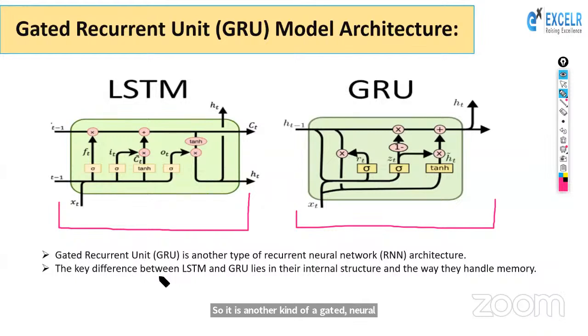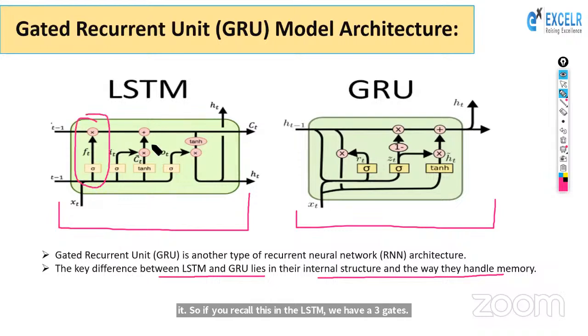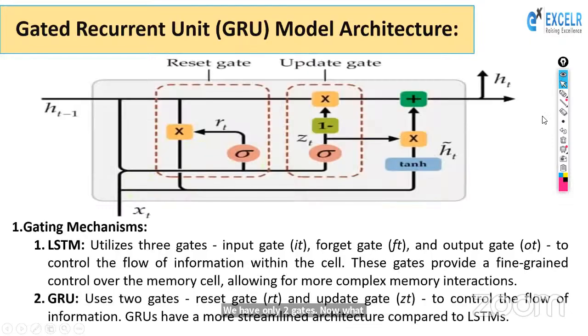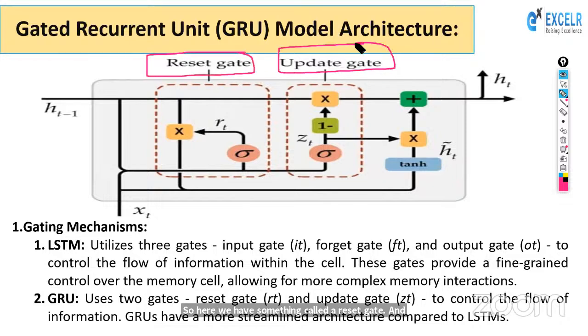The key difference between the LSTM and GRU lies in their internal structure and the way they handle memory. That's it. If you recall, guys, in the LSTM, we have three gates: forget gate, input gate, and output gate, right? In the case of a GRU, we have only two gates. Now, what are those two gates? Let's see. Here we have a reset gate and an update gate, right? We have only two gates.